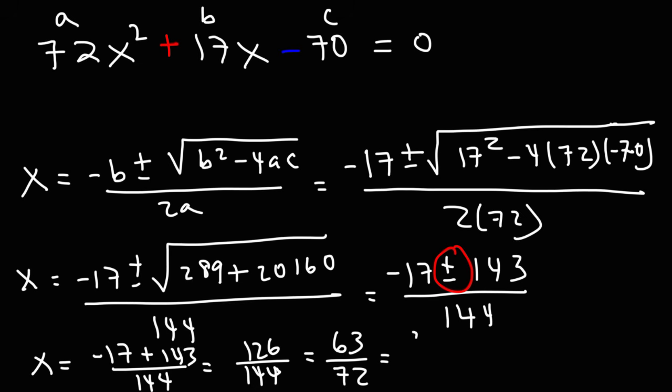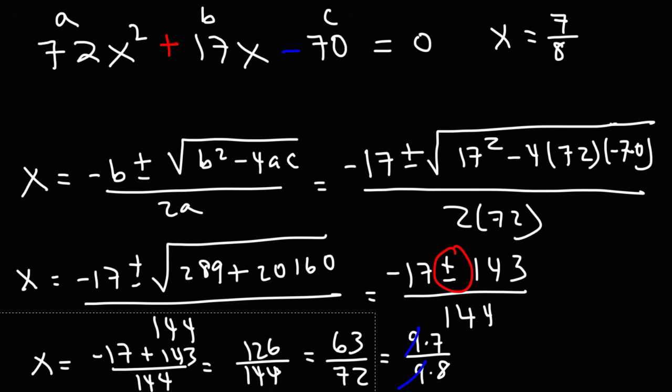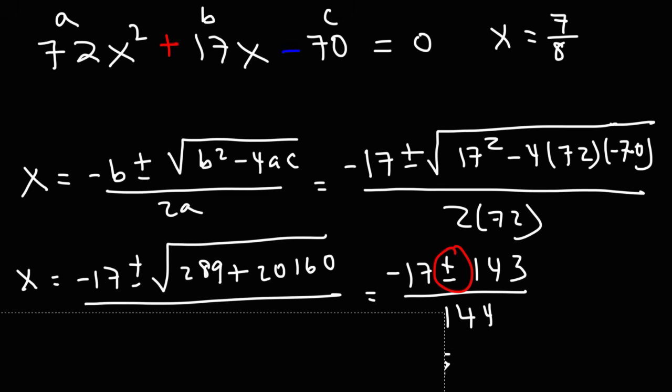Now 63 is 9 times 7. 72 is 9 times 8. So this reduces to 7 over 8. So this is one of the answers to the equation. X is 7 over 8. Now let's get the other answer.